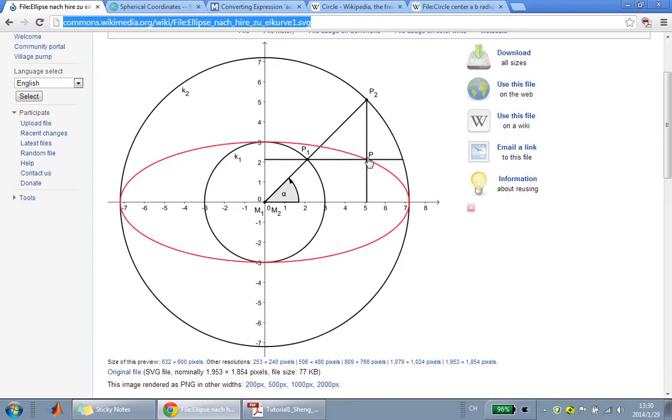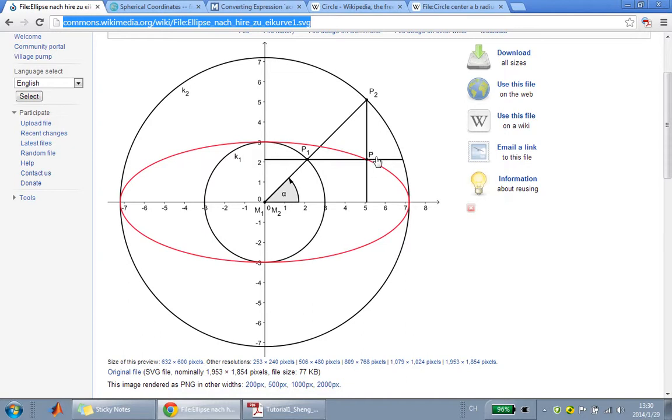Okay, then the question is, what are the coordinates for P? Let's see the x coordinate. The x coordinate of P equals the x coordinate of P2. Remember, we just talked about the parametric representation for a circle. We know that the x coordinate for P2 is, let's say, a cosine alpha, which means the x coordinate for P equals a cosine alpha.